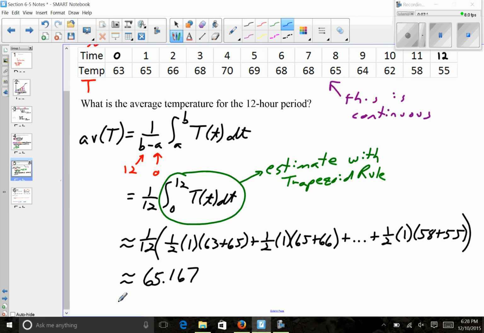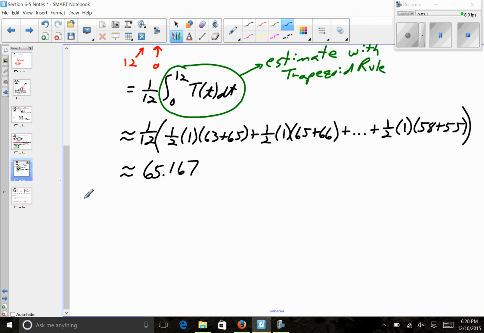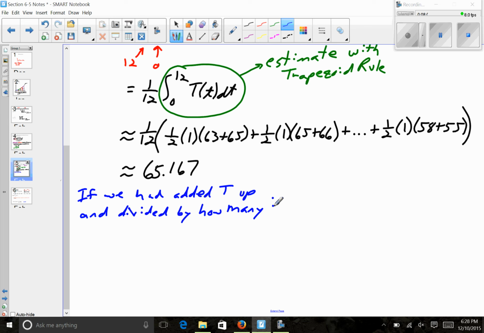To give you an idea of what if we had done this incorrectly, if we had added the temperatures up and divided by how many? In other words, if we had treated this as discrete data rather than continuous data that temperature is, we would get an average of 64.692. So we're actually almost half a degree off in terms of our average value.